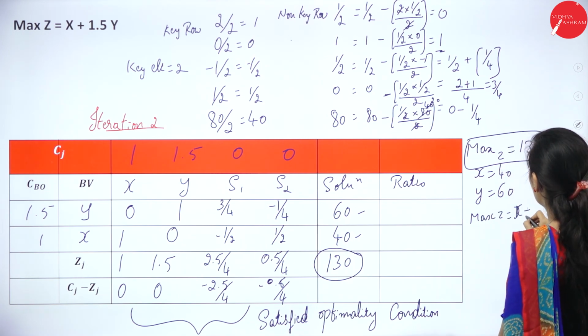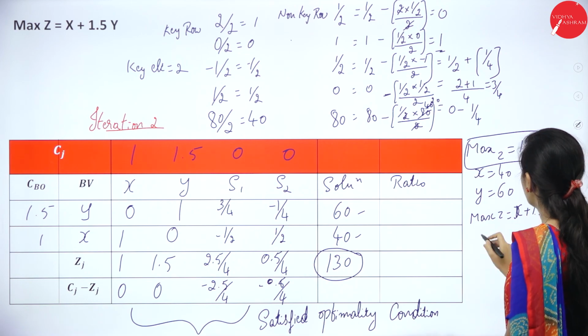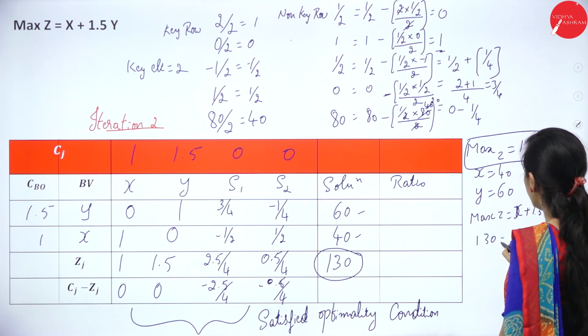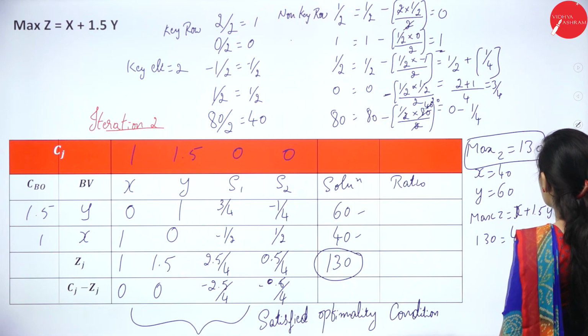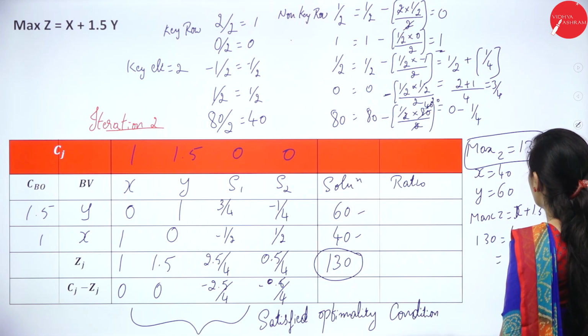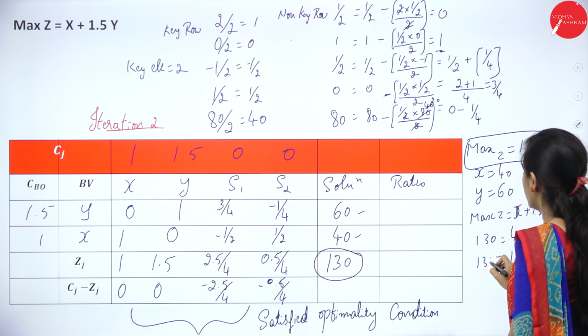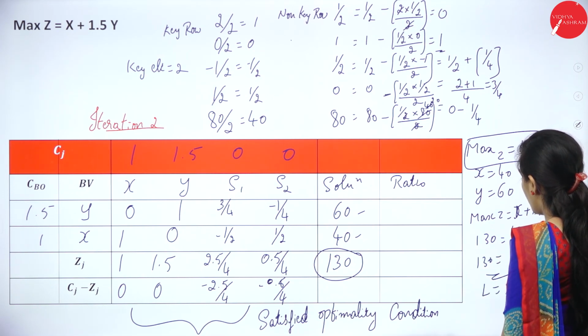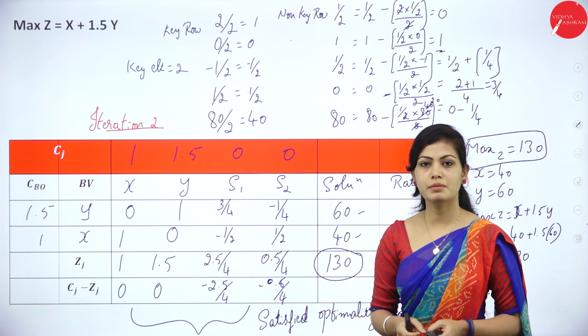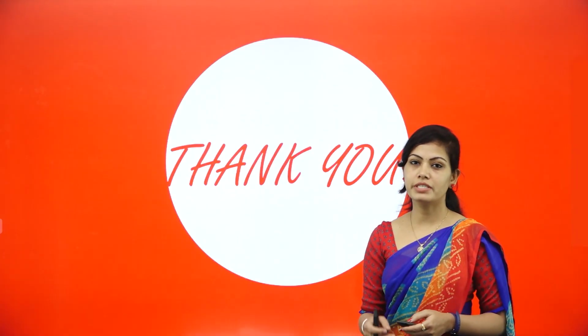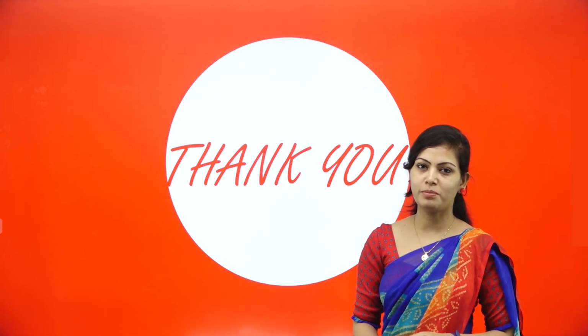Max Z is equal to X plus 1.5 Y, so max Z is equal to 1 into X value 40 plus 1.5 into 60. So we will get 130, 130. LHS is equal to RHS, hence it is proved. So this is about the simplex method. In my next session, I will discuss the minimization problem. Thank you.